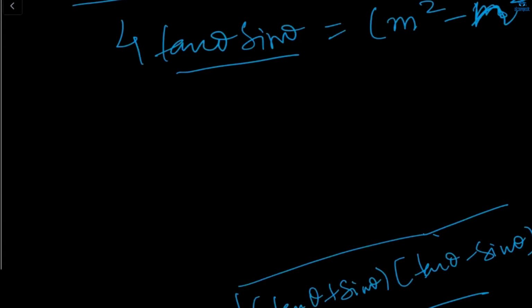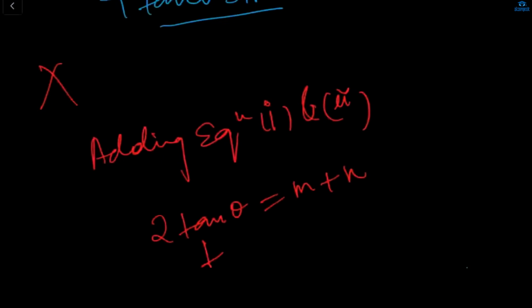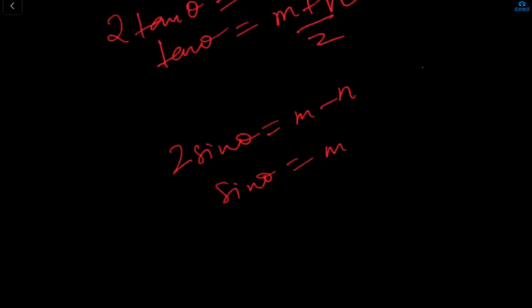Okay, so you will get 2 tan theta is equal to m plus n. So tan theta can be written as (m plus n) by 2. Now similarly, if you subtract both the equations, the tan theta will be cancelled, and you will get 2 sin theta. You get 2 sin theta is equal to m minus n. And what will be your sin theta? sin theta is equal to (m minus n) by 2.